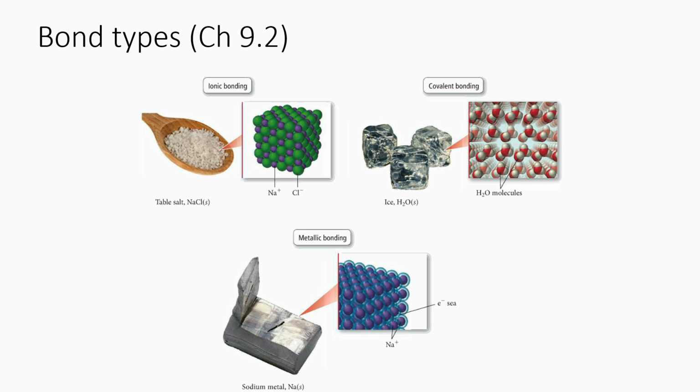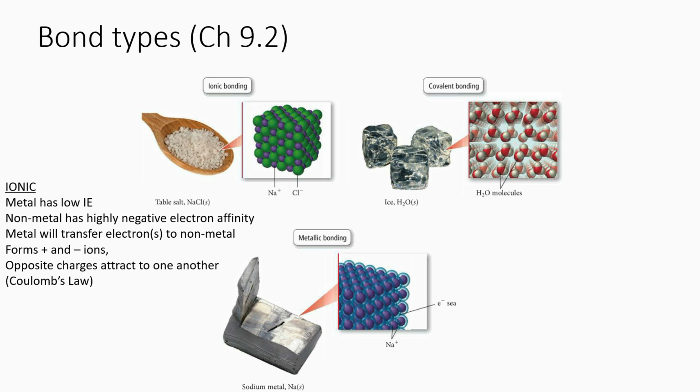So here's a visual showing what's going on with these different types of bonding. In your ionic bonding, you have a metal with a really low ionization energy. Non-metal, it's got a really strong attraction for the electrons. The metal is going to transfer electrons to the non-metal. So it's going to give up an electron. As a result, you have positive and negative ions. And then opposites attract. They form this structure right here, which we call a crystal lattice.